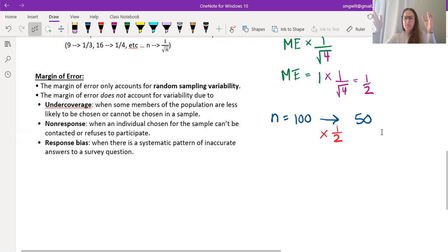So if I increase my sample size, my margin of error goes down. Notice we're decreasing our sample size, right? The value that we're factoring by is 1/2 now instead of 4. So it's a fraction instead of a whole number. So what would happen to my margin of error?